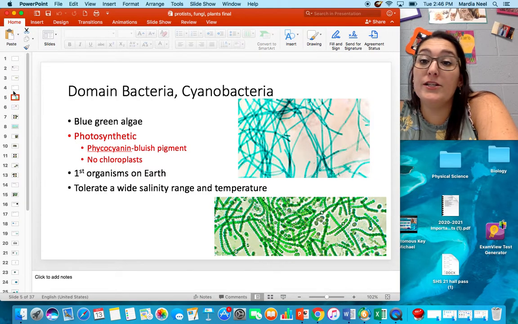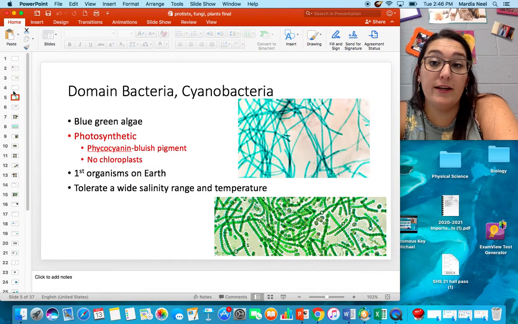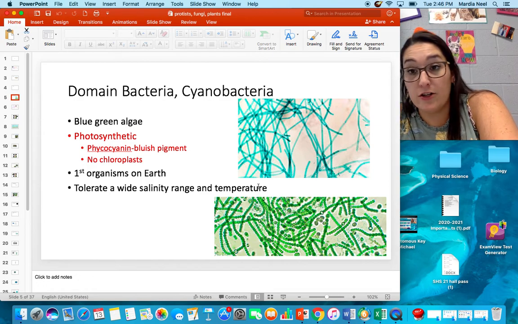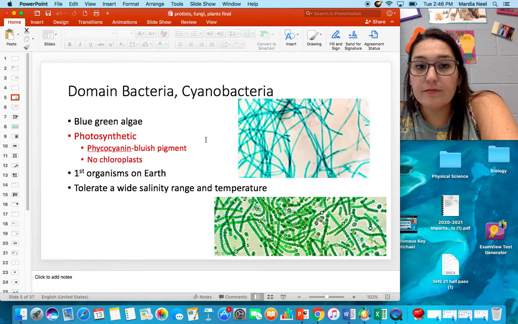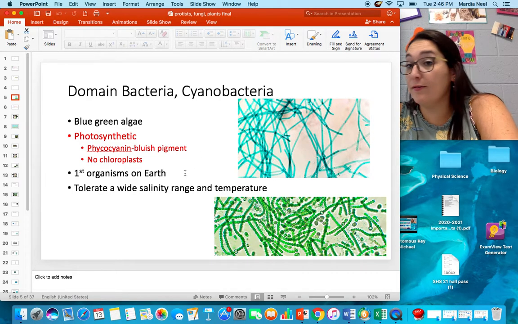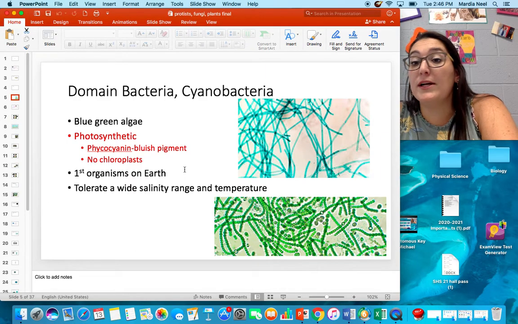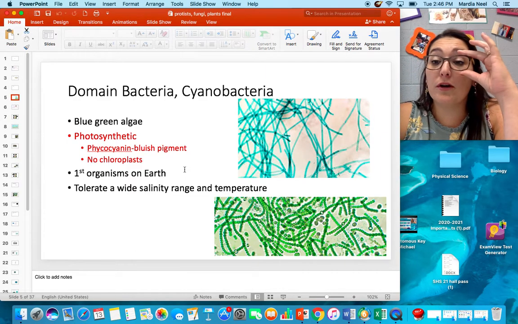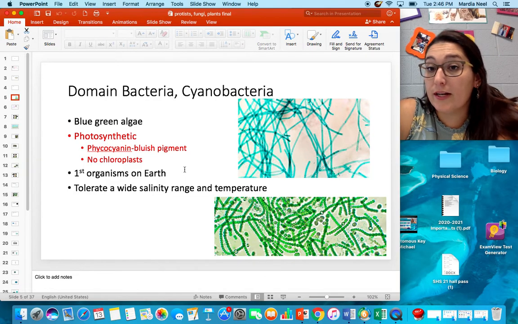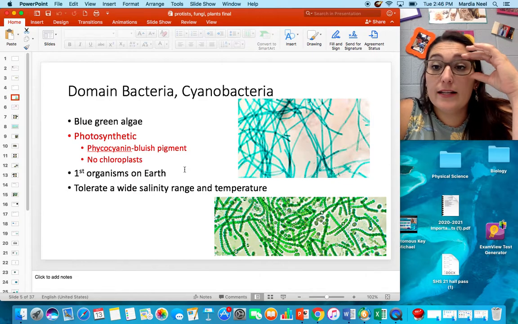The bacteria that we need to know about mostly is going to be cyanobacteria. Cyanobacteria, another name for it is blue-green algae, because when you look at it, it has this pretty blue-green color. It is technically not algae at all. It's photosynthetic. Phycocyanin is the pigment in it that is blue that absorbs the sunlight. So it does not have chloroplasts. So since it doesn't have chloroplasts, that's why it's not green. If it had chloroplast and chlorophyll, it would be green.